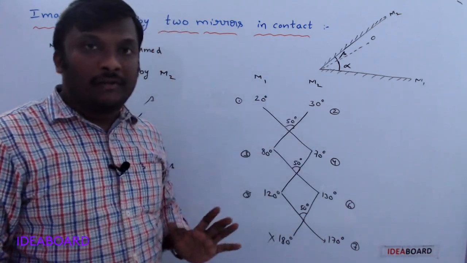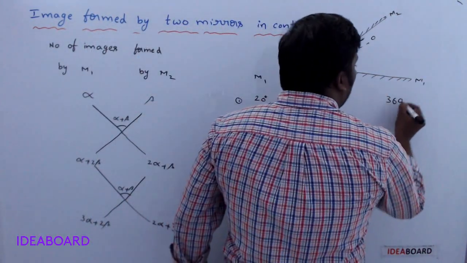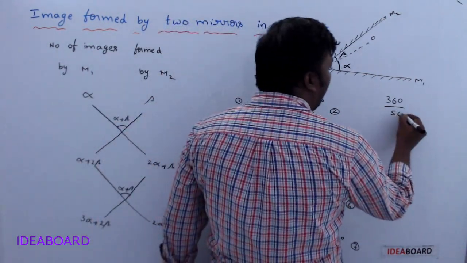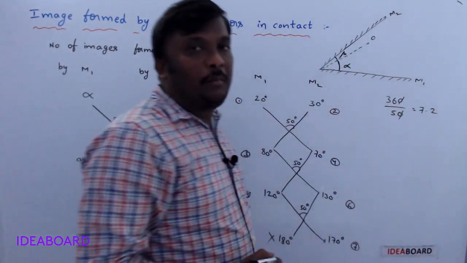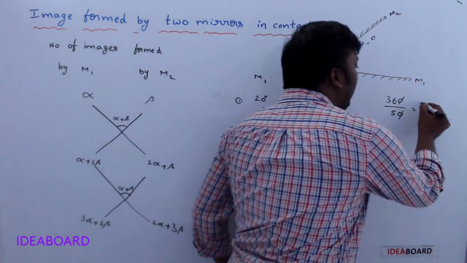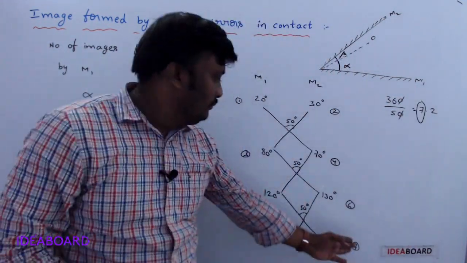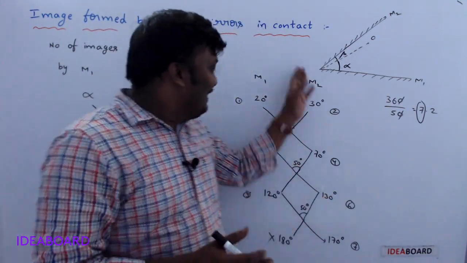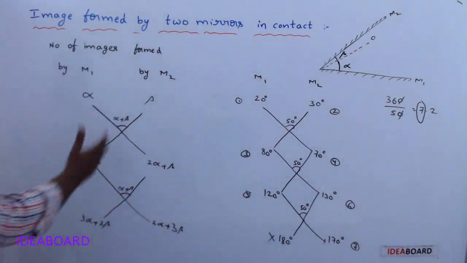So what is the total angle here? 50. Can you verify with the previous formula? Theta is nothing but the total angle between these two, 50. Then we get 360 by 50, which is 7.2. It is a fractional value. For a fractional value, the number of images formed is only the integer portion. So you get only 7. So if you remember that general formula, okay. Otherwise this method also gives the answer like this. I understand. So please note it down.